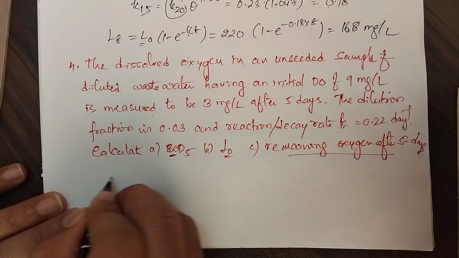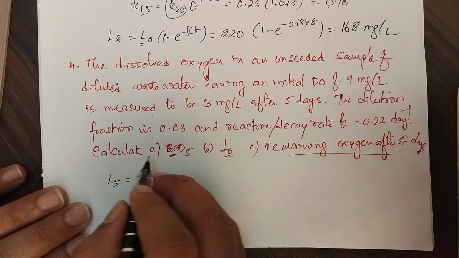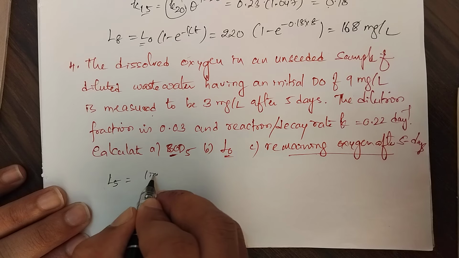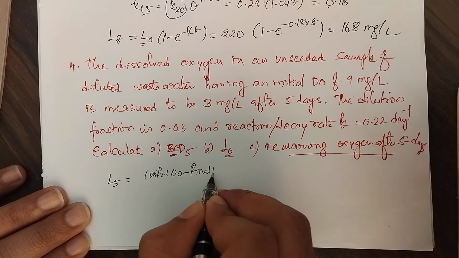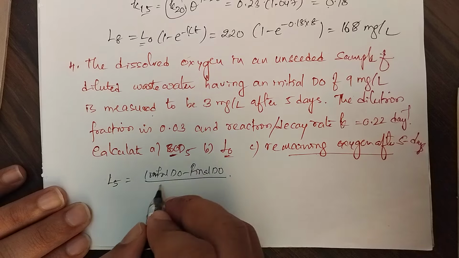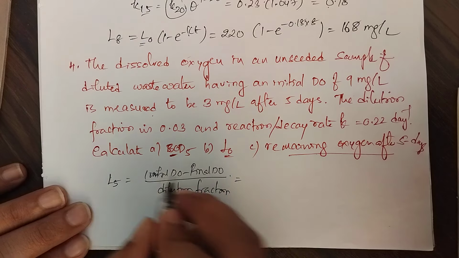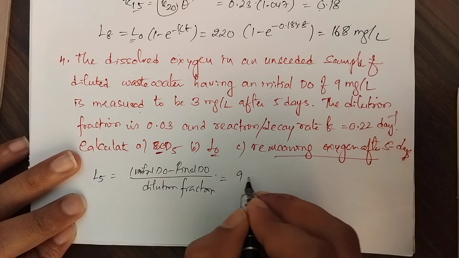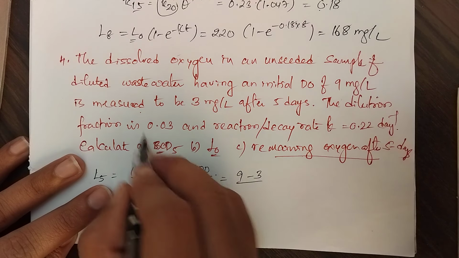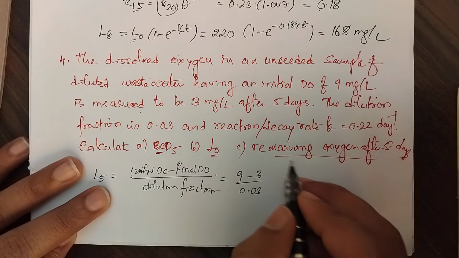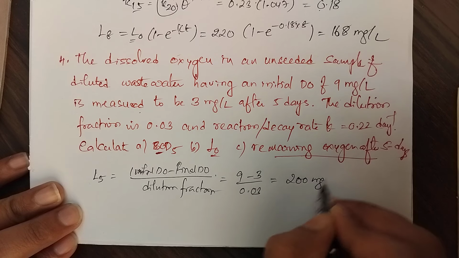So to calculate L5, BOD5, the formula is initial DO minus final DO by the dilution fraction. That is initial DO is 9 minus 3 by dilution fraction 0.03. So you get around 200 milligram per liter.